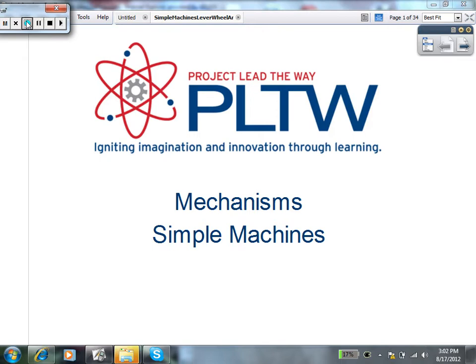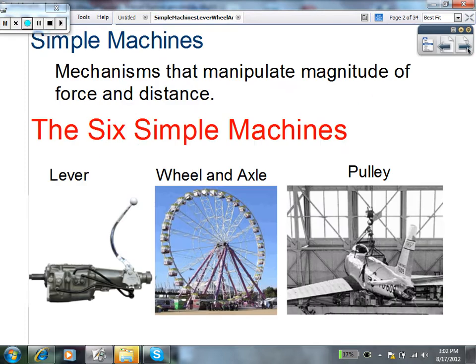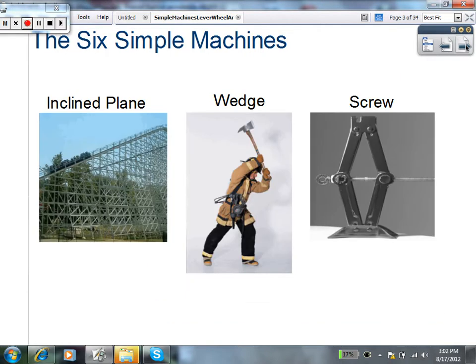Today we're going to look at mechanisms, and the mechanisms in particular that we're going to look at are simple machines. By definition, a simple machine is a mechanism that can manipulate the amount of force needed or the distance needed to complete a task. There are 6 different types of simple machines. There's a lever, wheel and axle, pulley, inclined plane, wedge, and screw.